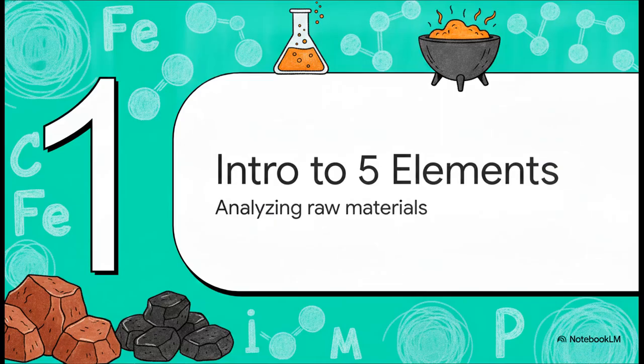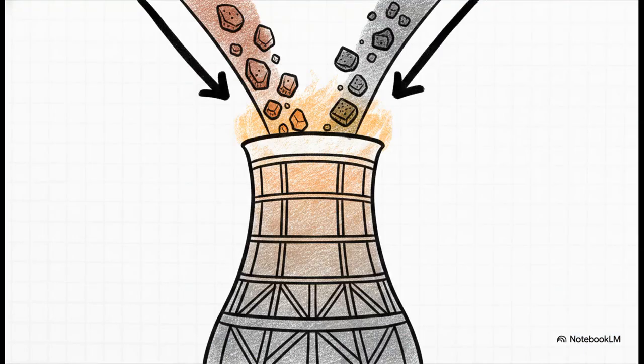Section 1. Intro to the 5 elements. Analyzing the raw materials of iron production. The generation principle of iron starts in a massive blast furnace, and it requires 2 absolutely primary raw materials to be loaded right into the top.